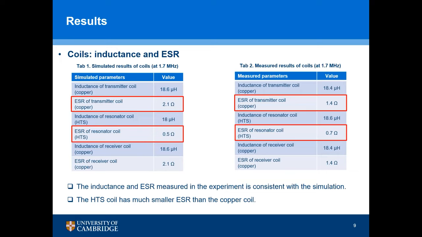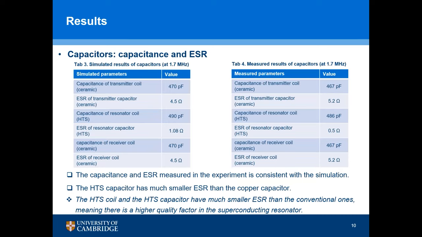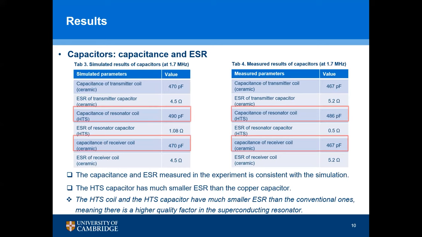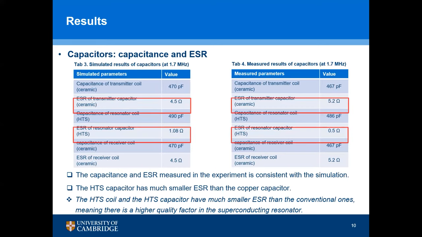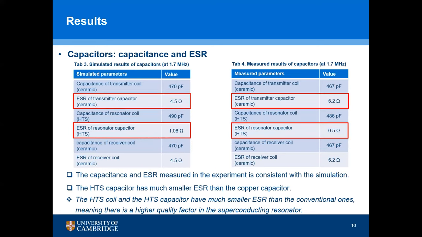At the same time, the capacitance and ESR measured in the experiment are consistent with the simulation. And the superconducting capacitor also has a much smaller ESR than the ceramic capacitor. Therefore, under the same inductance and capacitance, both the superconducting coil and the superconducting capacitor have much smaller ESR than the conventional components, meaning there is a higher quality factor in the superconducting resonator.